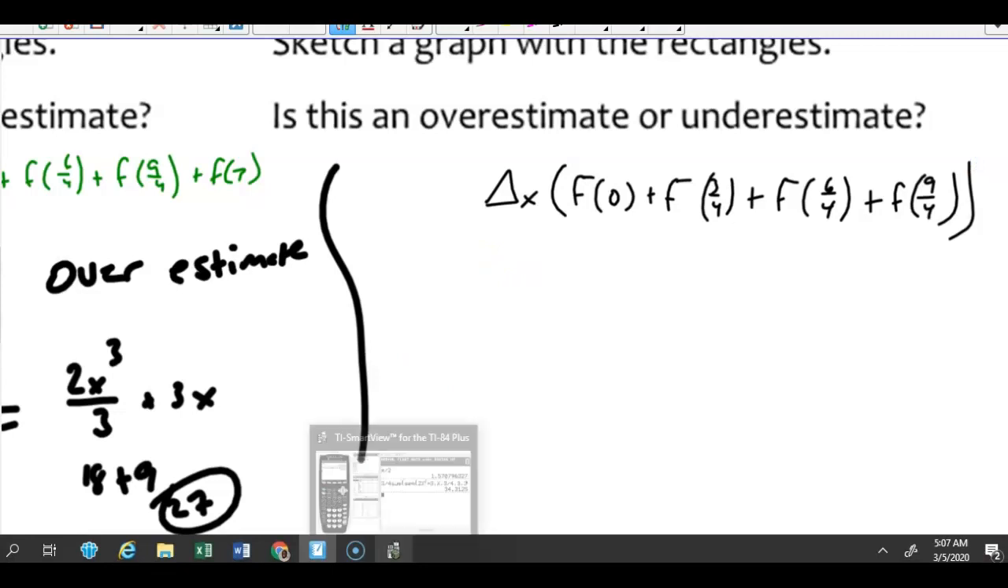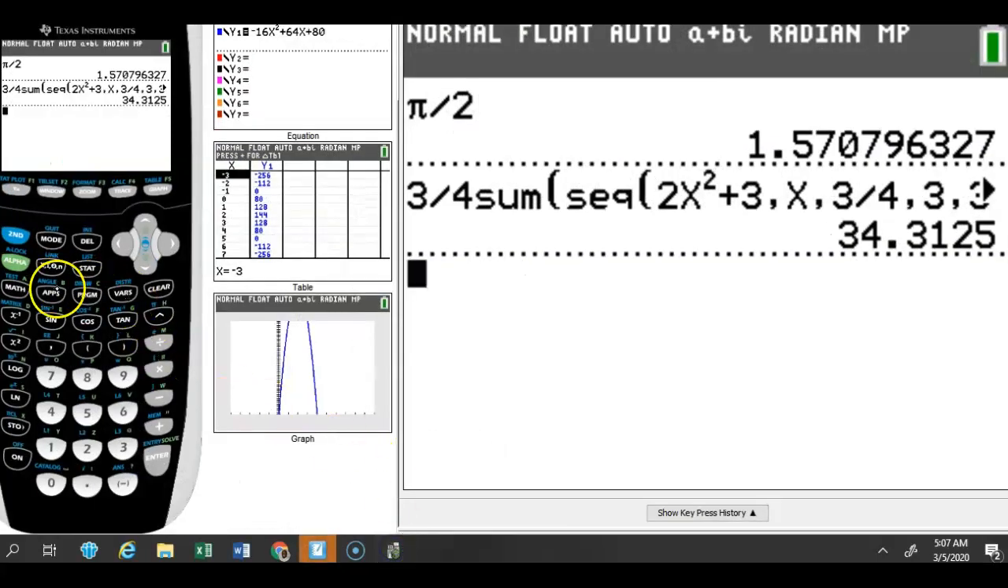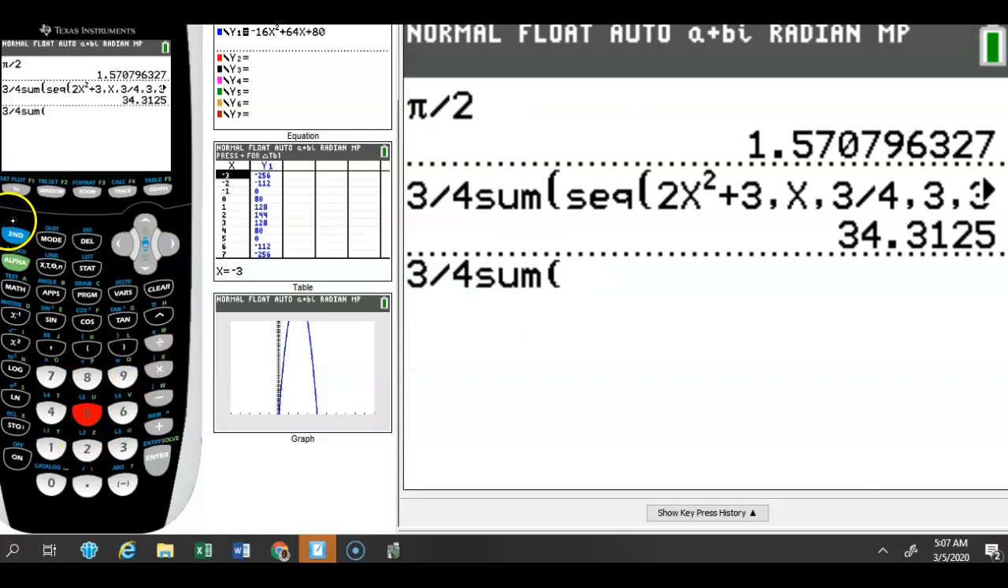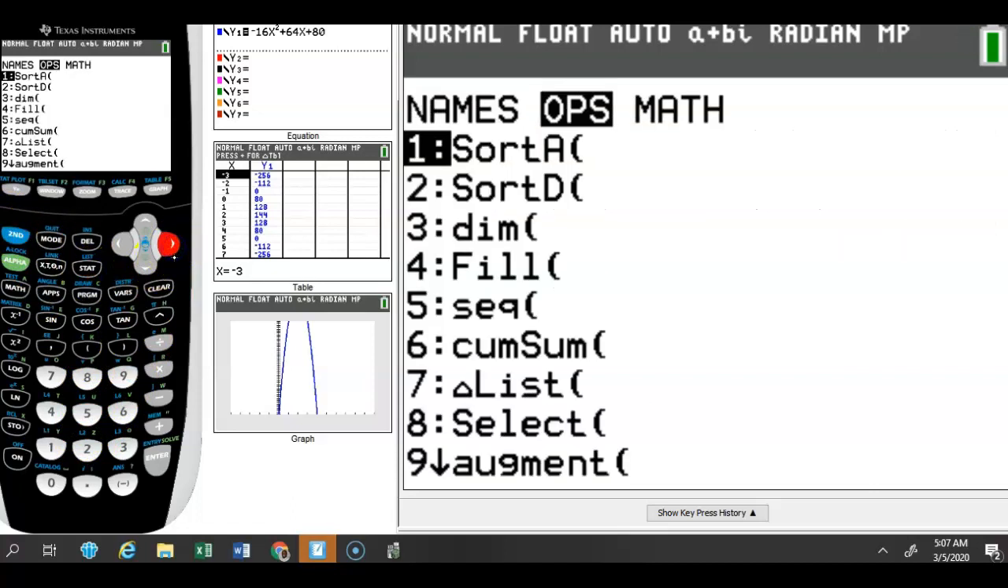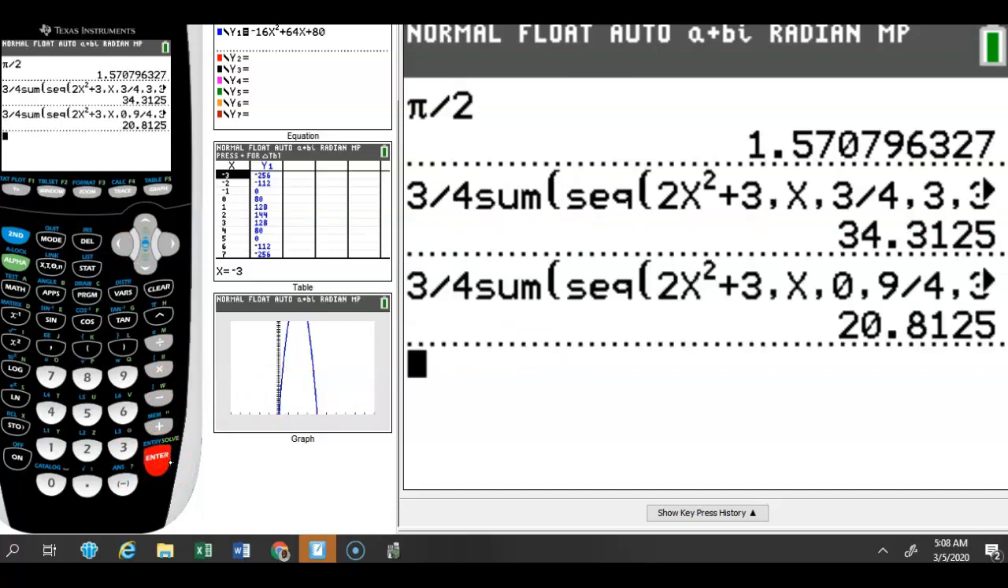Or if we put it in our calculator again, 3/4 times second stat, the sum, second stat, operations, sequence. Everything's the same except this time we start at 0 and end at 9/4. We'll need parentheses right there, and the step is still 3/4. When we do that, we get 20.81.